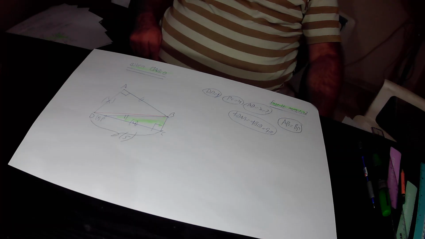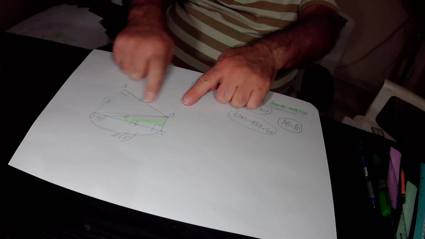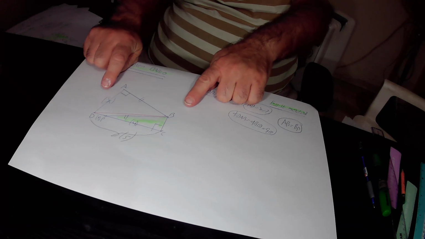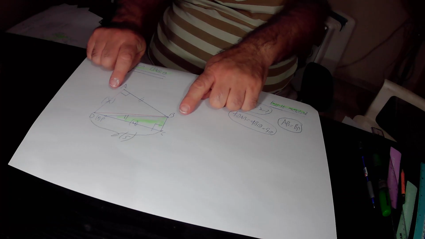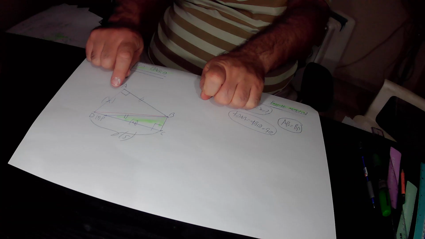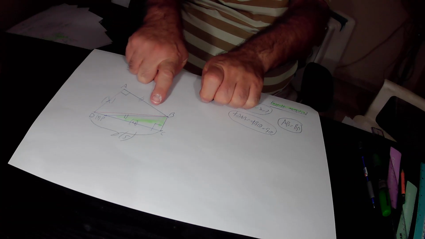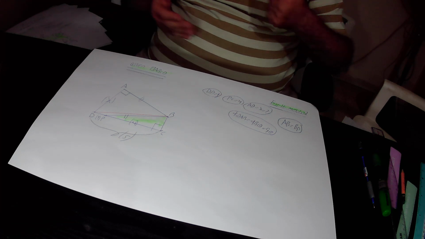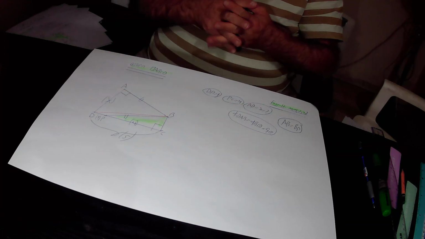So first of all, we join points B and D together by a straight line. By joining points B and D, we divided this quadrilateral ABCD into two parts. The first part is this right triangle ABD, and the second part is this right lower triangle BCD. In the next step, we apply the Pythagorean theorem on both of these right triangles.